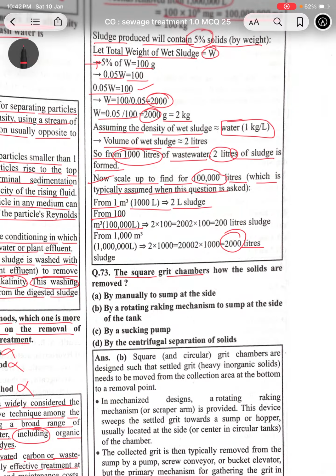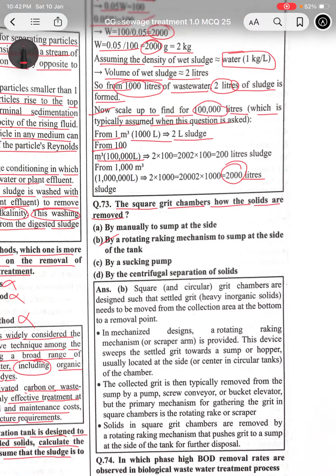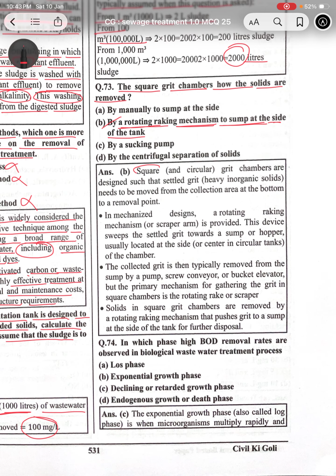In the square grit chamber, how are the solids removed? By a rotating raking mechanism to a sump at the side of the tank. Square grit chambers are designed such that settled grit, heavy inorganic solids, need to be removed from the collecting area at the bottom to the removal point.